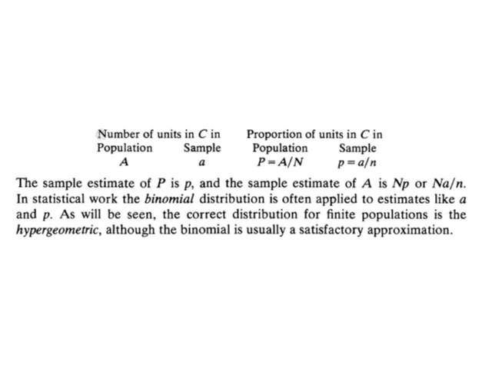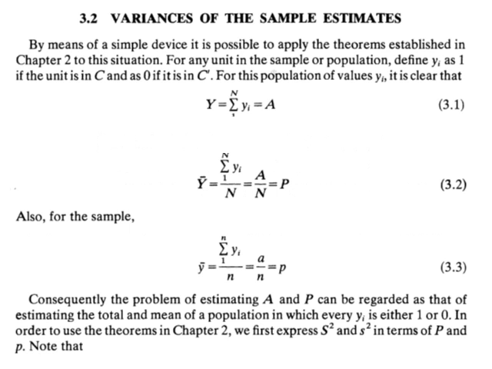In statistical work, the binomial distribution is often applied to estimates like these. As will be seen, the correct distribution for the finite population is the hypergeometric, although the binomial distribution is usually a satisfactory approximation to the hypergeometric. Now we will move to the other section, which is 3.2, the variances of the sample estimates.